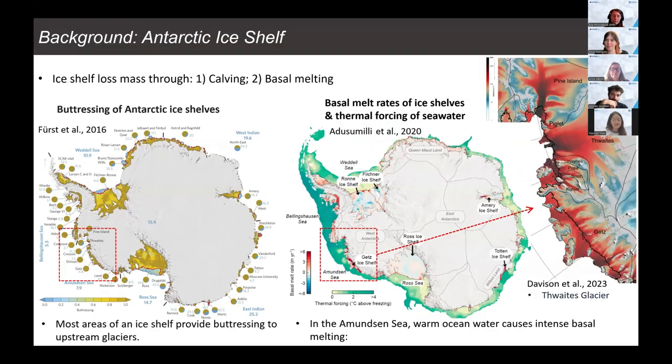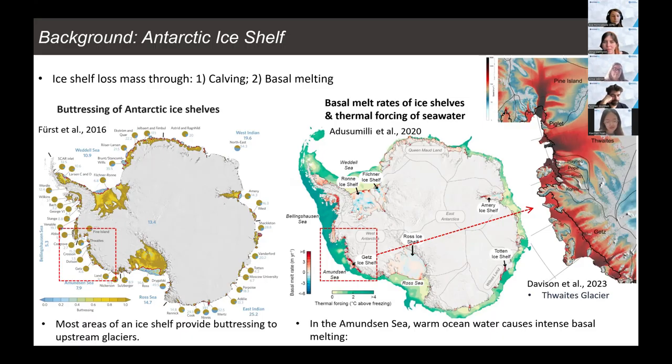The ice shelf loses mass mainly through two processes. One is calving at the ice front, and the other is basal melting. In the left figure, the yellow areas show the parts of the ice shelf that provide the buttressing effect. So the collapse of this yellow area can significantly increase mass loss of the ice sheet. As we can see, most parts of the ice shelf contribute to the buttressing. So monitoring ice shelf collapse is very important.